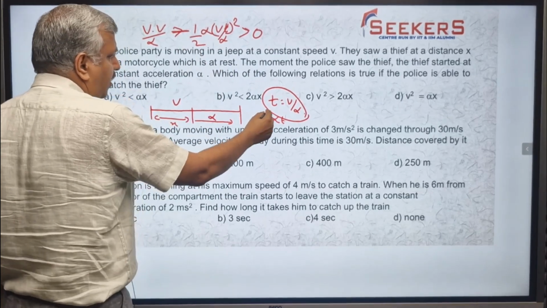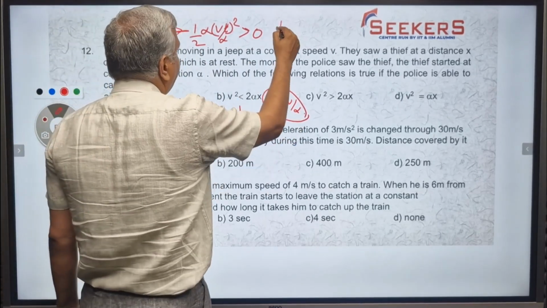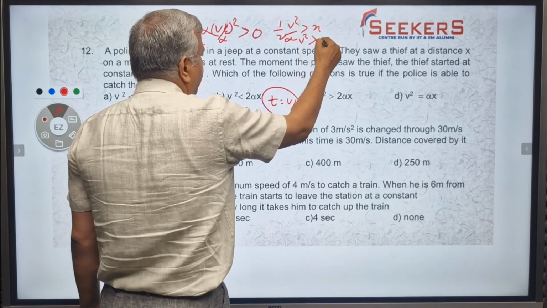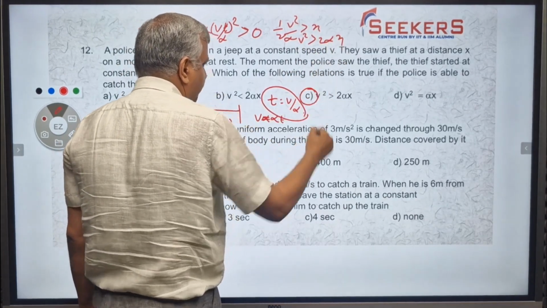So for this half alpha, I will get half times v squared by alpha is greater than x, or v squared is greater than 2 alpha x. So I said C is the right answer.